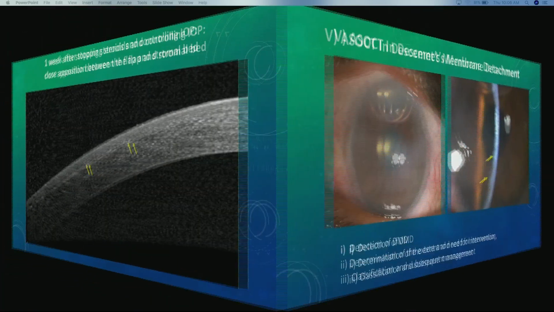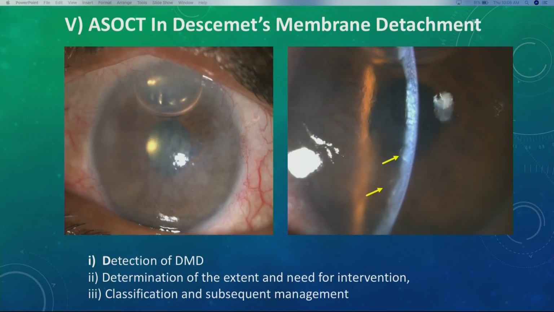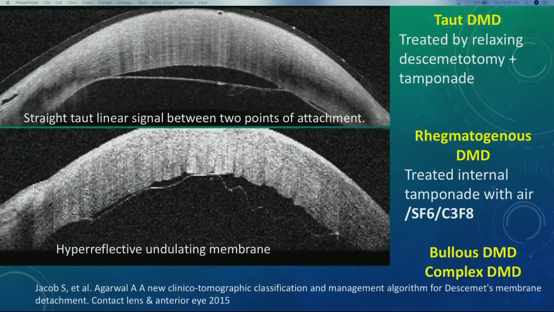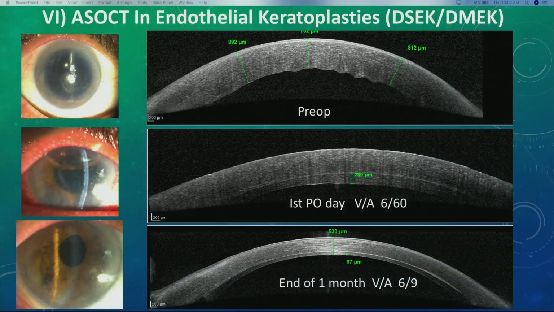The other common indication, where ASOCT is used very commonly, is for a Descemet's membrane detachment. You have a post-operative corneal edema, and sometimes you're not able to make out the cause. If you see a hyperreflective undulating membrane, you know that you have a Descemet membrane detachment which will respond to your air or C3F8. But if you see a taut linear signal, this is a taut DMD which will not respond to air injection, and this will need a descemetectomy followed by a tamponade.